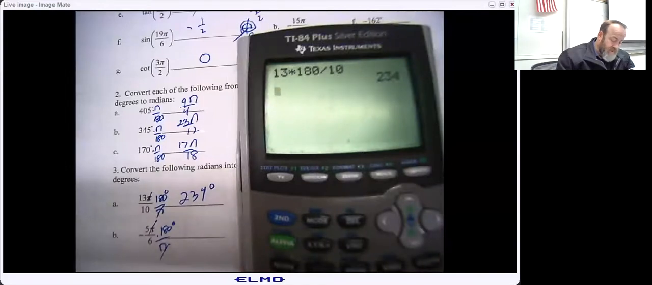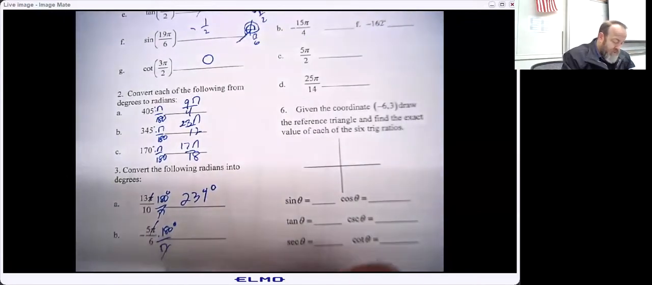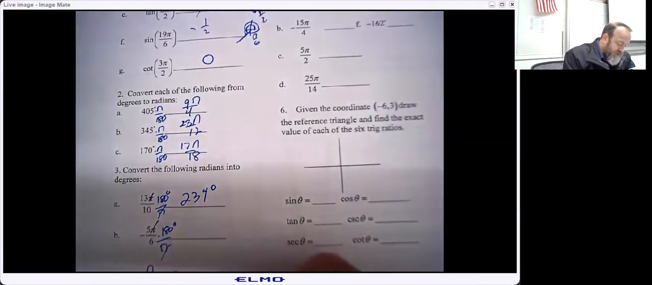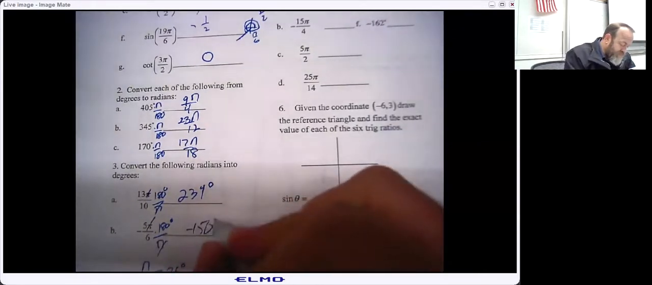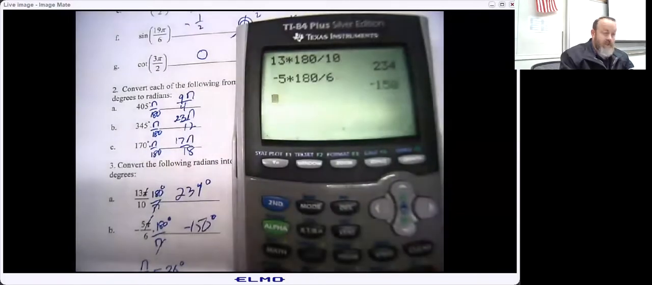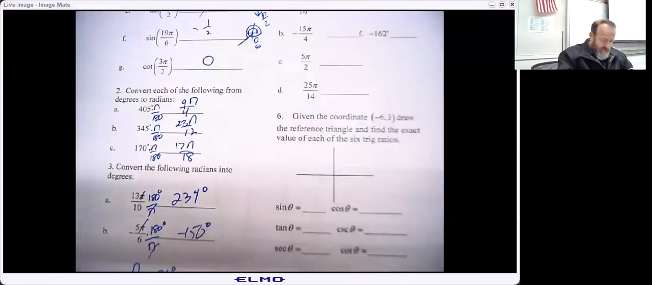And then this one would be negative 5 times 180 over 6. But you know what? I know that every pi over 6 is 30 degrees, so this should be 5 of those, so it should be negative 150 degrees, but let's just see if that's what I got, and you'll notice it is. So I didn't really need a calculator for 3b.